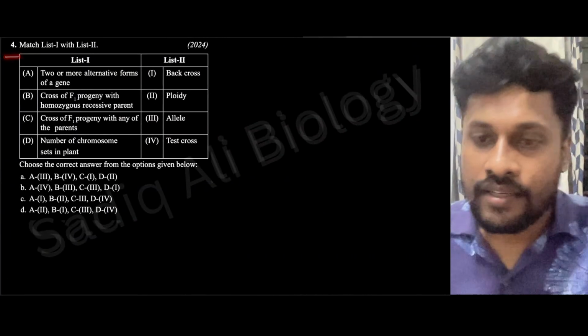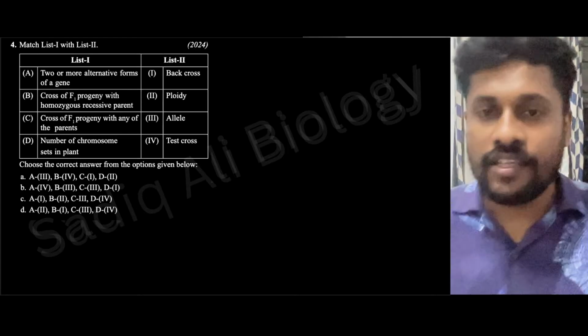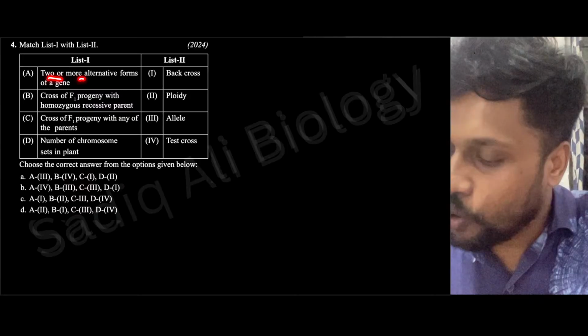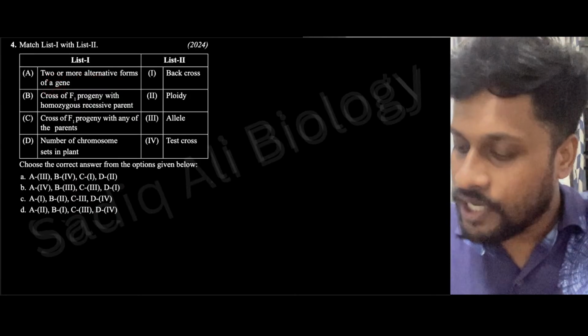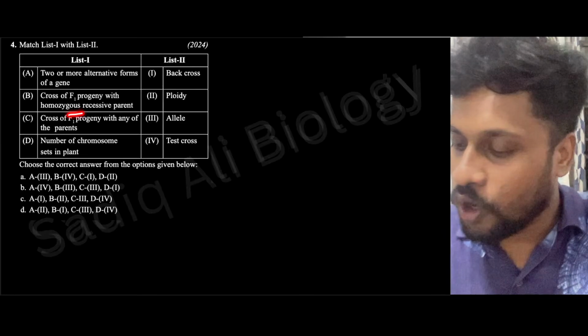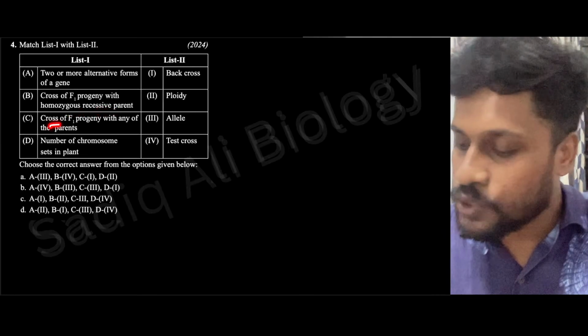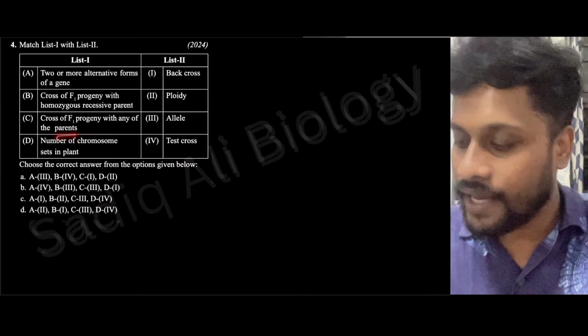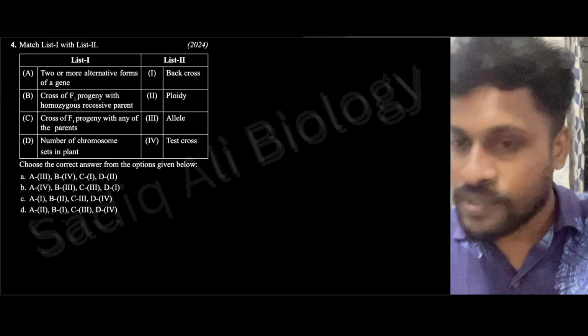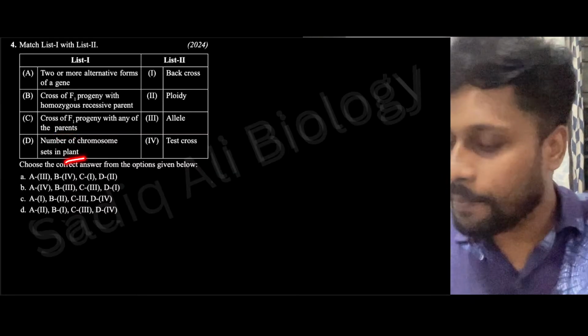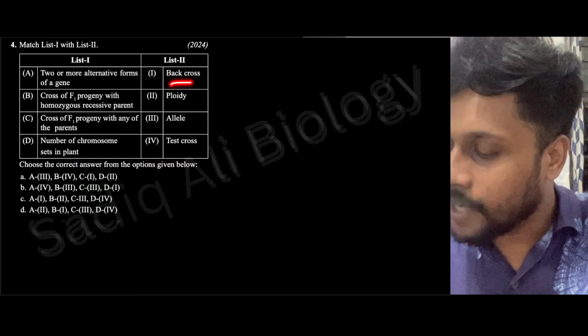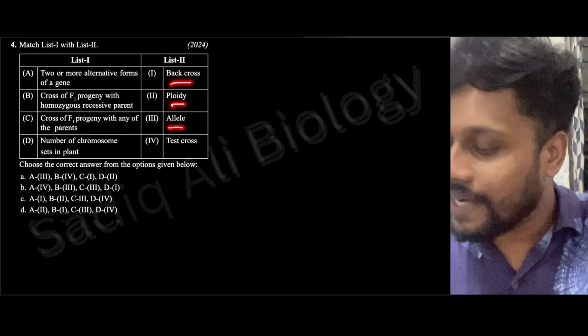Now let me take the next question. Match list one with list two. In list one, you can see two or more alternative forms of a gene, cross of F1 progeny with the homozygous recessive parent, cross of F1 progeny with any of the parent, number of chromosome sets in a plant. Here list two: back cross, ploidy, allele, and test cross. So what will be the answer here?